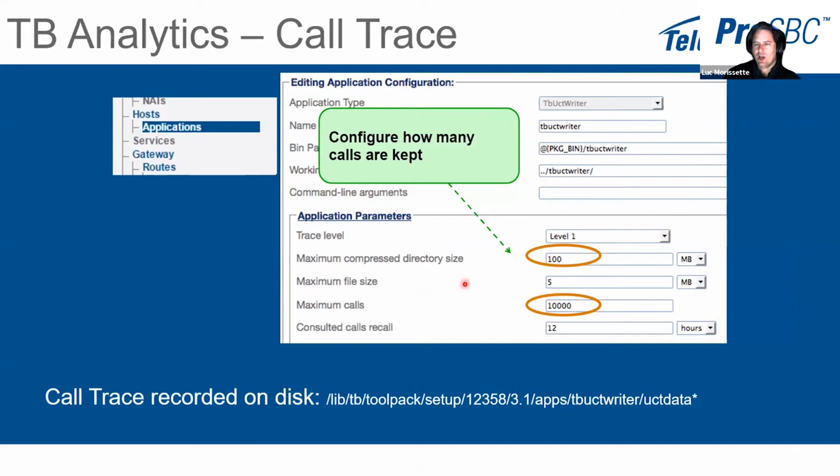To change the number of files or number of calls and the size of the files that are stored on the disk, you can go here in Applications. Then you select TBUCT Writer, and you can change the maximum compressed directory size that will be used. By default, it's 100 megabytes, but you can change that if you have enough space on the disks. And then maximum calls, here it says 10,000, but you can change that to a value up to 100,000.